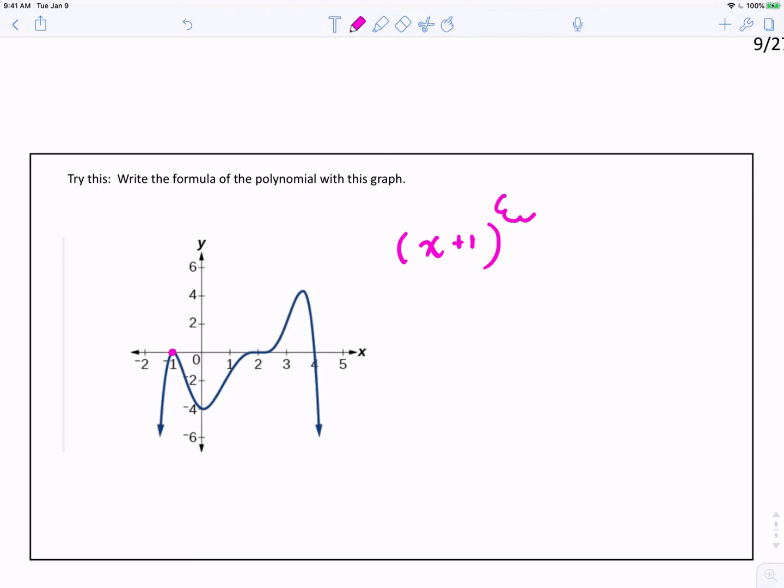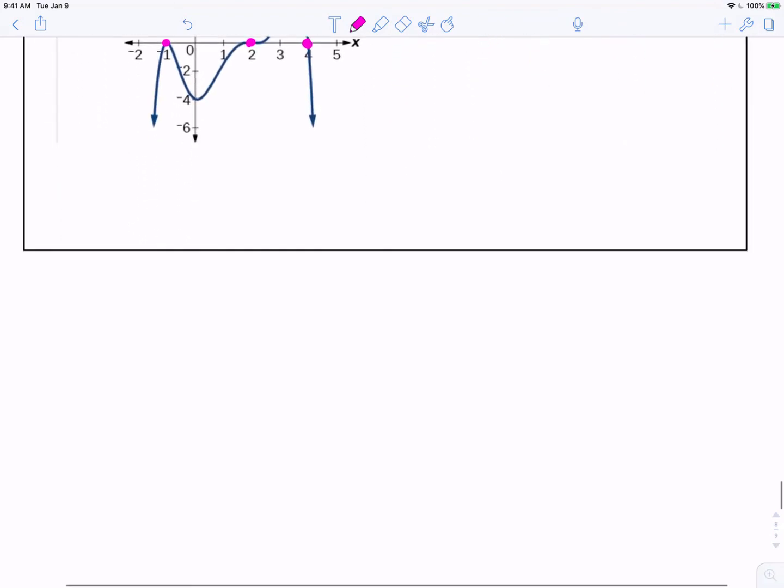Think about what multiplicity it should have. Another root comes at 2. Another root comes at 4. So see if you can fill in the other factors and an appropriate multiplicity for each one. And that's the end of this section.